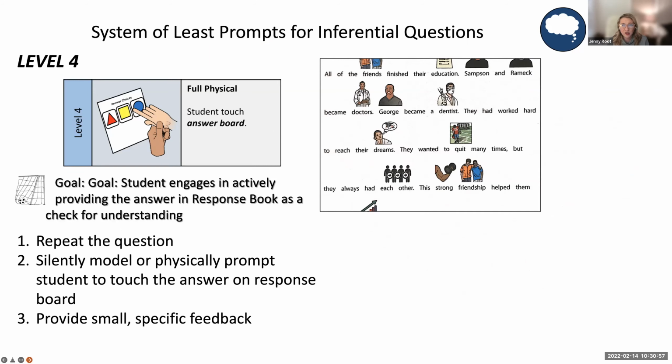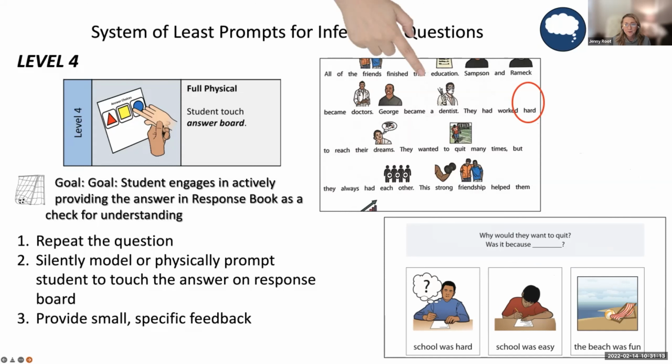the goal is that the student actively engages in providing the answer on the response book as a check for understanding. Okay, so again, they worked hard. So we're making sure they're seeing, why did they want to quit? Because they had worked hard. Schoolwork was hard work. And we're making sure that we are providing answers, that we're reading each one of these answer choices.